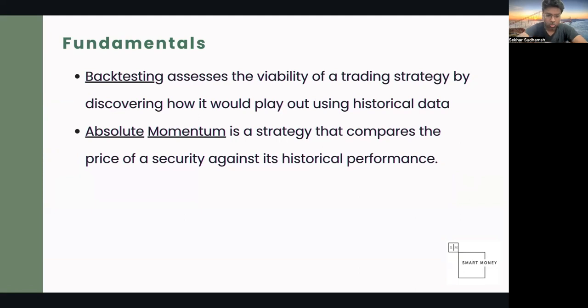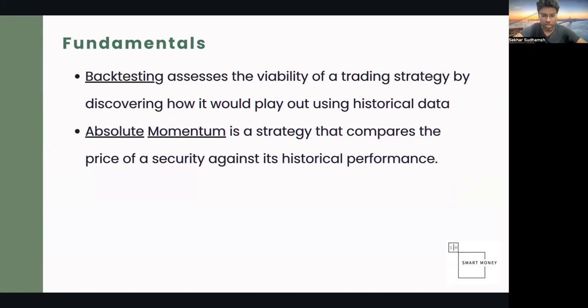Absolute momentum refers to a strategy in which we are concerned about a stock's performance against its own historical data. So absolute momentum strategy does not bother about any other asset classes or any other asset prices. We're only worried about its own historical performance. And if the historical performance is good, then we go ahead and invest in that stock.